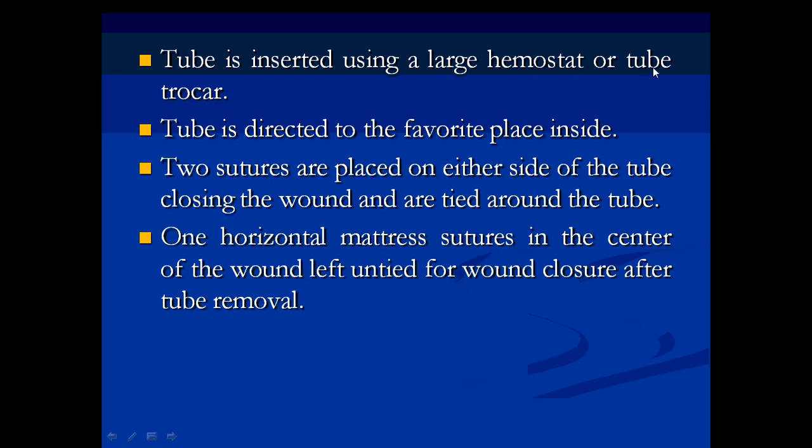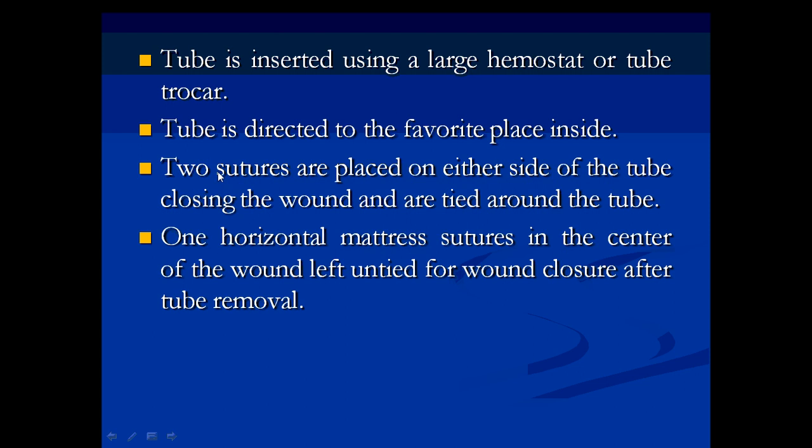Some chest tubes contain a trocar, which is a needle inside the chest tube itself. We can direct the chest tube using the trocar, which is rigid. But care should be taken because the trocar tip is very sharp and can easily injure the lung. As we mentioned, the tube is directed to the favorite place inside.